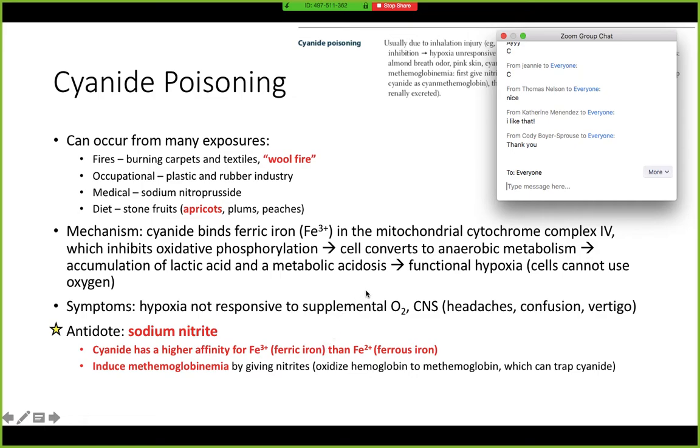Sometimes they'll put in questions and just say ferric or ferrous, and they won't actually write it out. So hopefully that helped me a lot the first time I saw that.